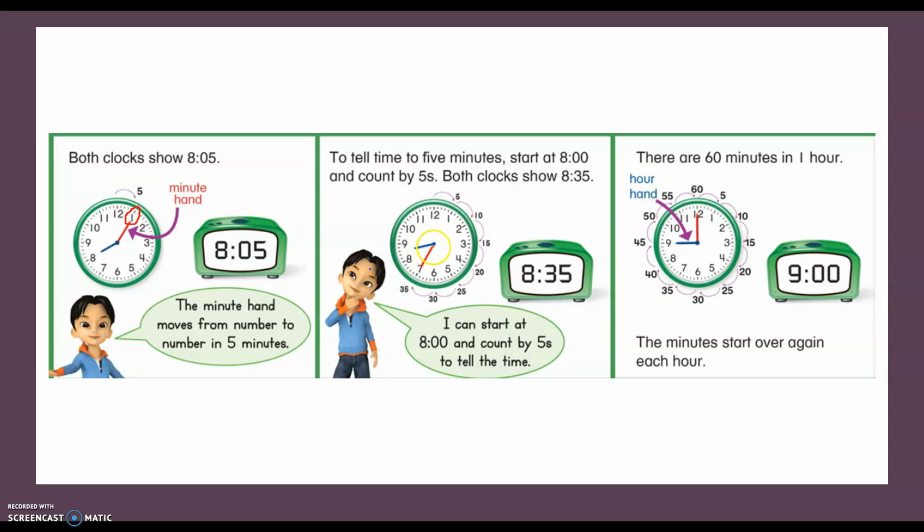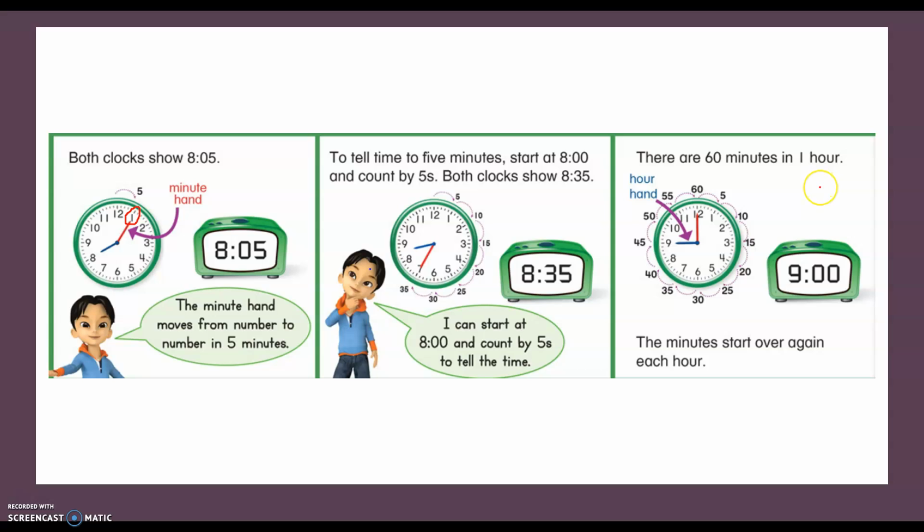I see that my hour hand is between the 8 and 9, meaning my hour is still 8. Now we'll start up at the 0 or the 12, and we'll start counting by 5s until we get to the minute hand and see how many minutes past 8 it is. 5, 10, 15, 20, 25, 30, 35. So it is 8:35.